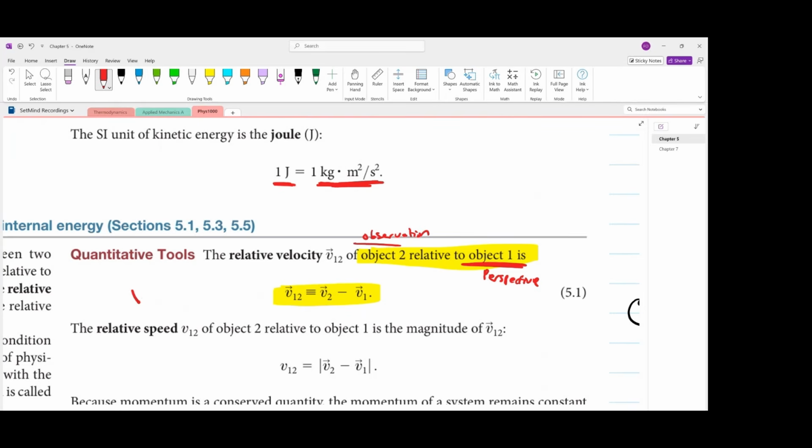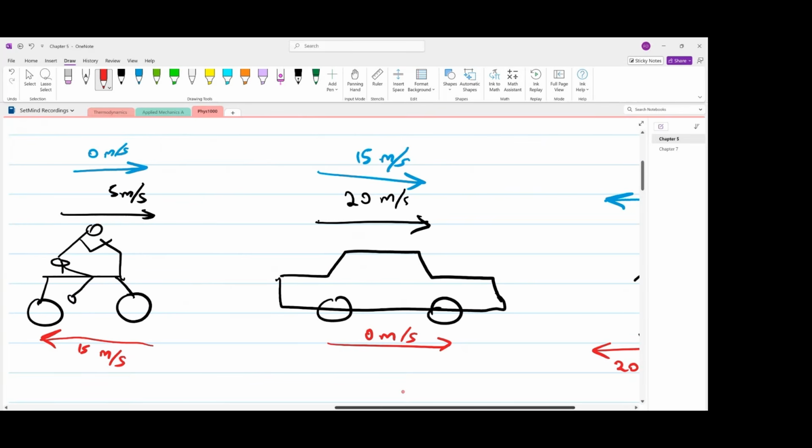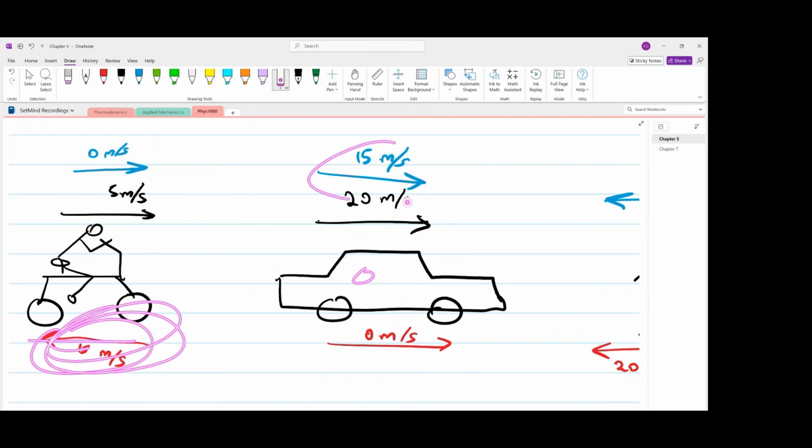And v21 will be the velocity of object 1 relative to object 2. And you can see that the formula just swaps around logically, which means v21 is actually going to be negative v12. Which makes sense from this because to the biker, it is 15 meters to the right, but to the car, it is 15 meters to the left.